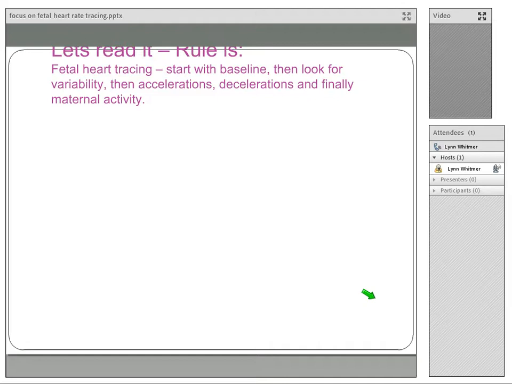So baseline is your fetal heartbeat over time. You need to give a number as to what you think the fetal heart rate is. If I were to draw a straight line across the fetal monitor paper, what was the number I would see most frequently? Most babies we know are from 110 to 160. That is the normal parameter. So if you find any number within that parameter, we're good.